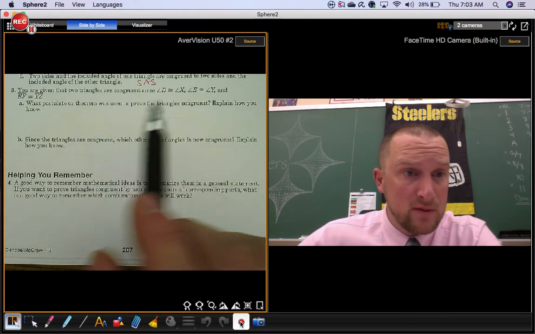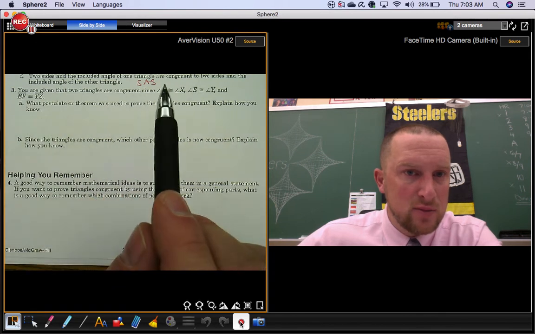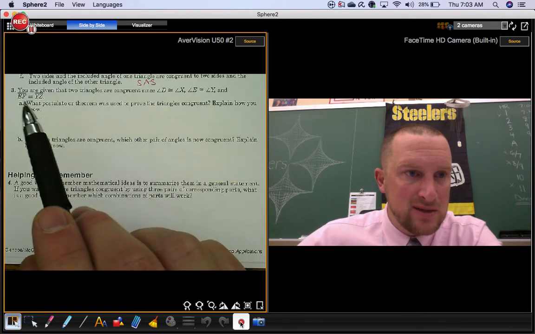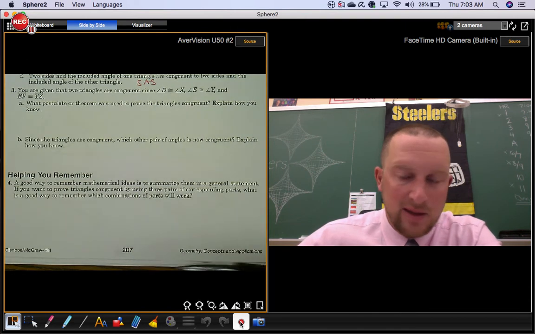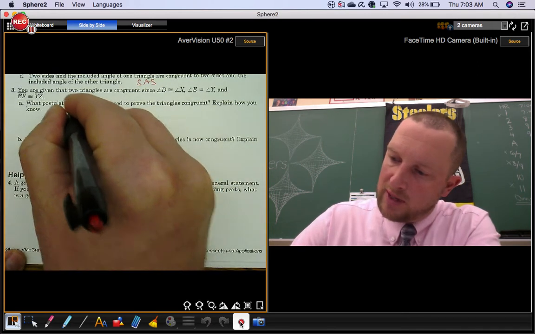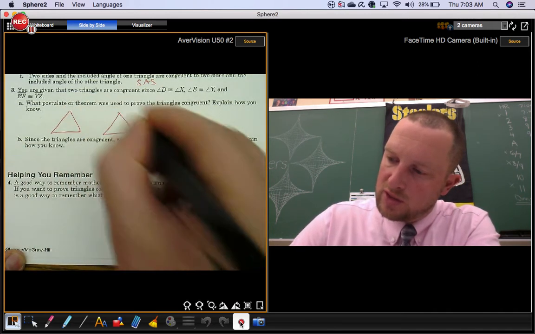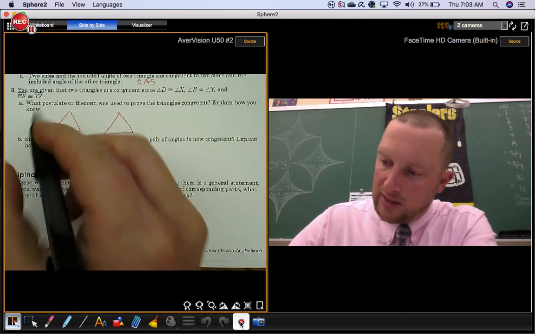What's the difference? Well, look at these sides. Is this side included between these angles? Does segment EF live in between angle D and angle E? It definitely doesn't. Okay, so I know it's angle, angle, side. But here's probably how you should do it. Draw yourself two triangles. We need one triangle to have a D, an E, and an F.